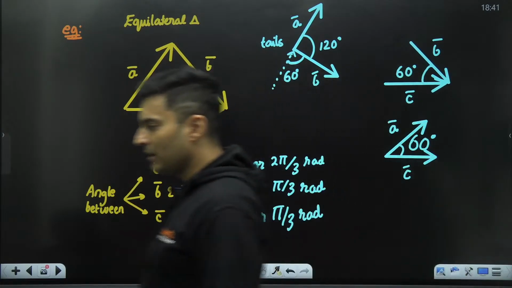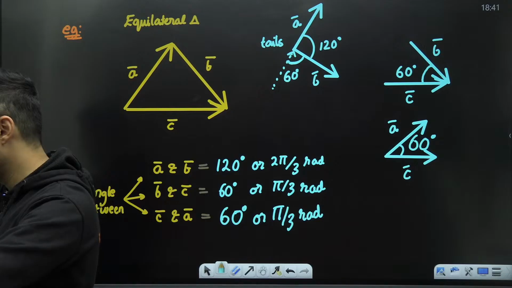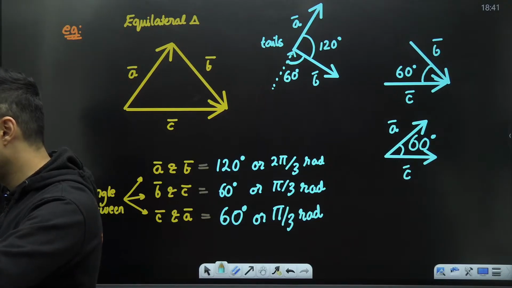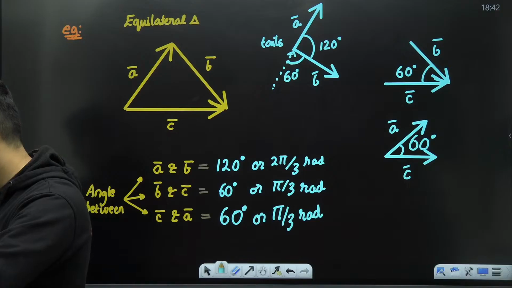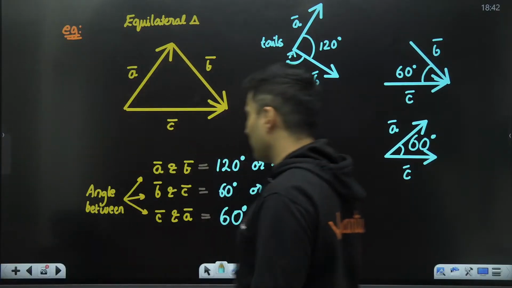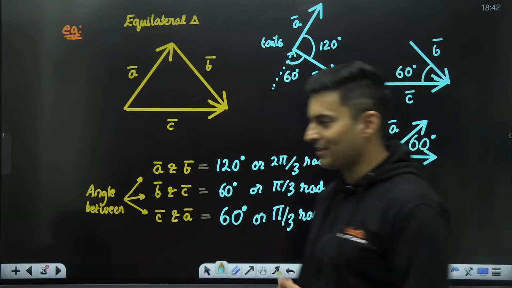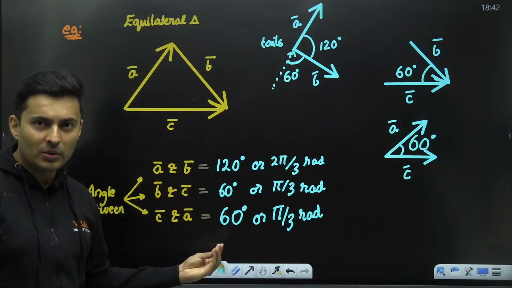Is this understood, my dear warriors? 120, 60 and 60. That is the right answer. If you wrote 120, 120, 60, that is incorrect. Many of you got it incorrect. Yes, Gautam, actually C is the resultant, but we have not yet talked about what is the resultant. We'll come to it in the next class. But for now, this is how you can solve the questions on angles.